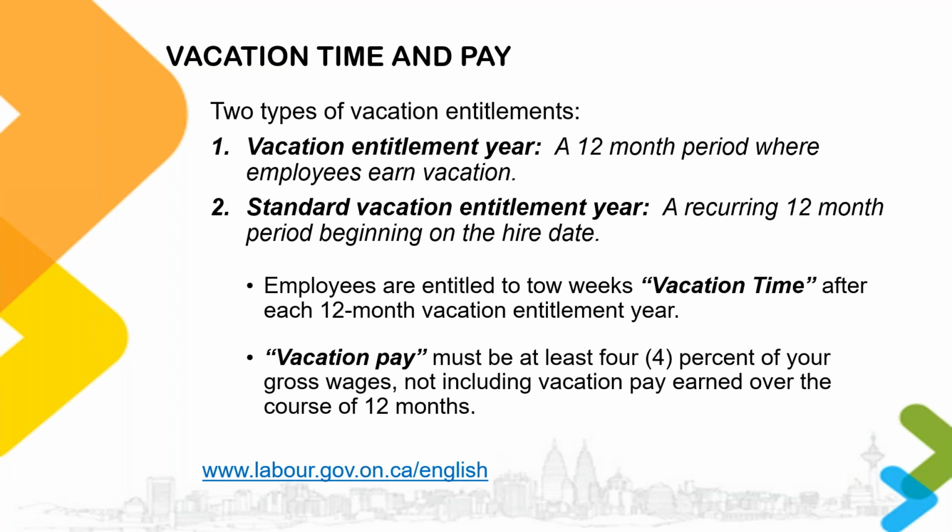Vacation pay must be at least 4% of gross wages, excluding any vacation pay earned in the 12-month vacation entitlement year or stub period. Gross wages are the total amount an employee is paid before any taxes, deductions, insurance premiums, or other withholdings. In fact, a person's take-home pay may be significantly less than their gross wages.